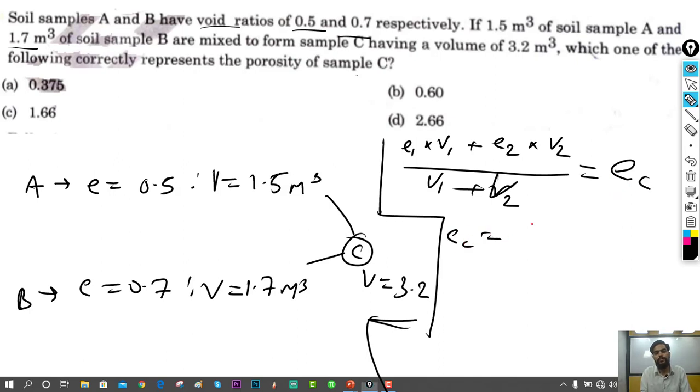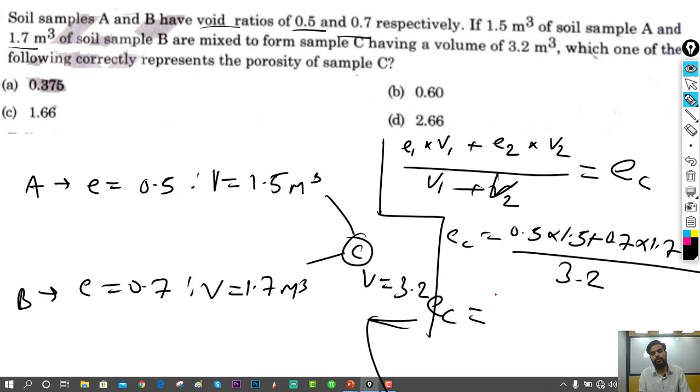So what is the void ratio of soil C? Ec equals 0.5 multiplied by 1.5 plus 0.7 multiplied by 1.7, divided by 1.7 plus 1.5. When you solve this calculation, 0.5 multiplied by 1.5 plus 1.7 multiplied by 0.7 divided by 3.2, the void ratio of soil C is 0.606.